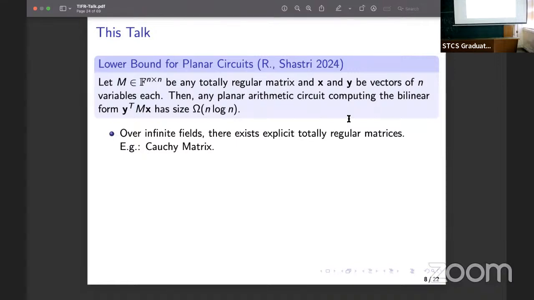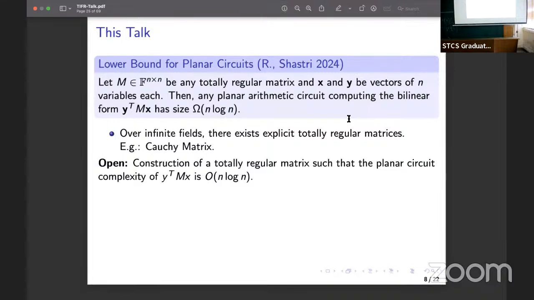So if you fix any totally regular matrix M in the place of A and look at the bilinear form y transpose Mx and try to compute it using a planar arithmetic circuit, it must have size at least omega n log n. That's what we try to show in the rest of the talk. Over infinite fields, you need 2n distinct entries. Otherwise, you will try to divide by 0. So over large fields, explicit totally regular matrices exist. Over finite fields, we do not know of any construction of totally regular matrices at the moment.